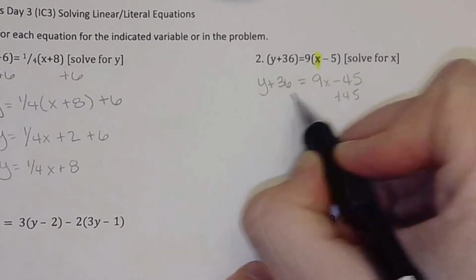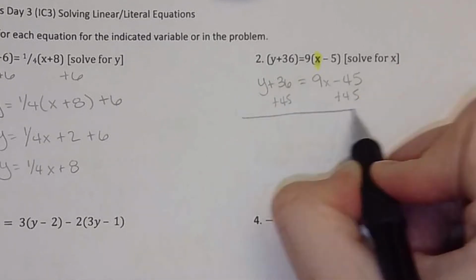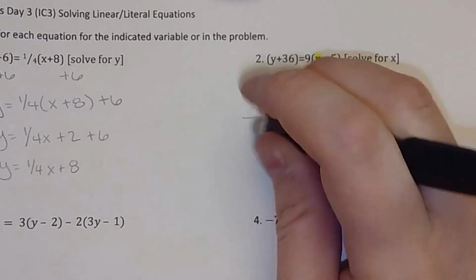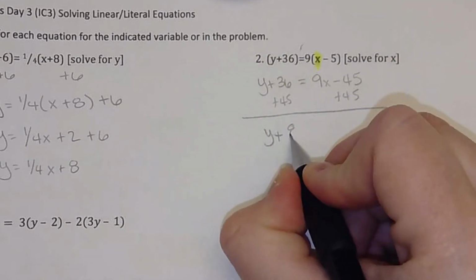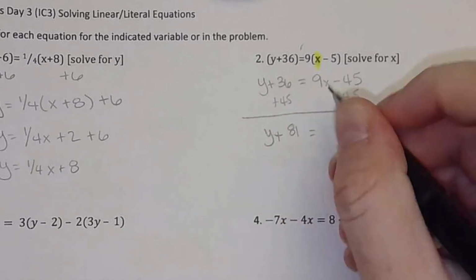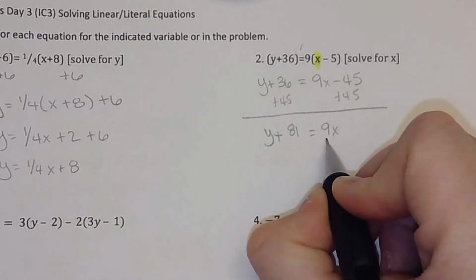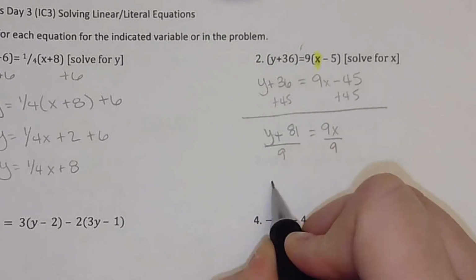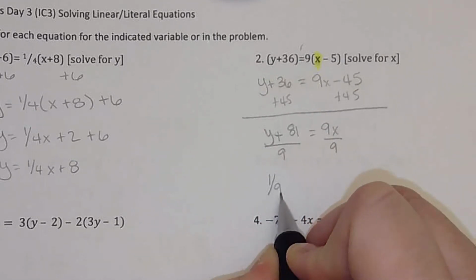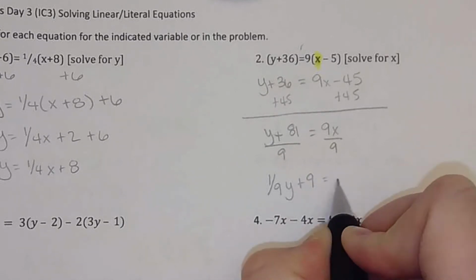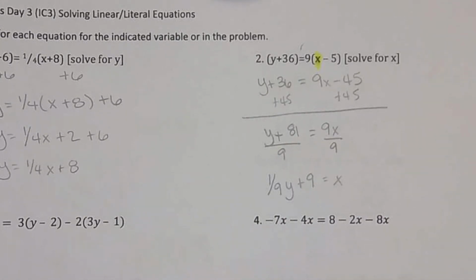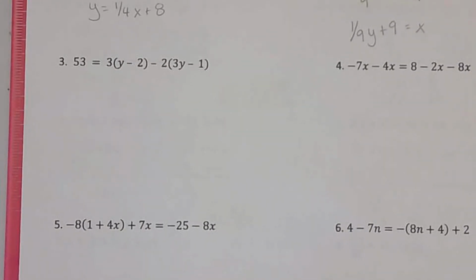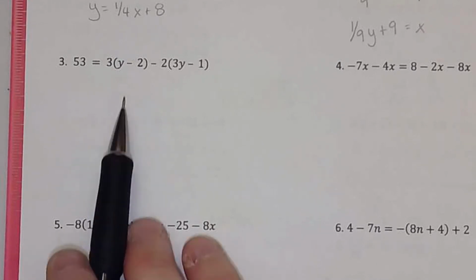Plus 45, plus 45. y plus 81 equals 9x, divided by 9, divided by 9. 1/9 y plus 9 equals x. So that's what you're doing, is you're just solving for a variable if you have multiple parts that are needing to be combined. So we're going to distribute here first.